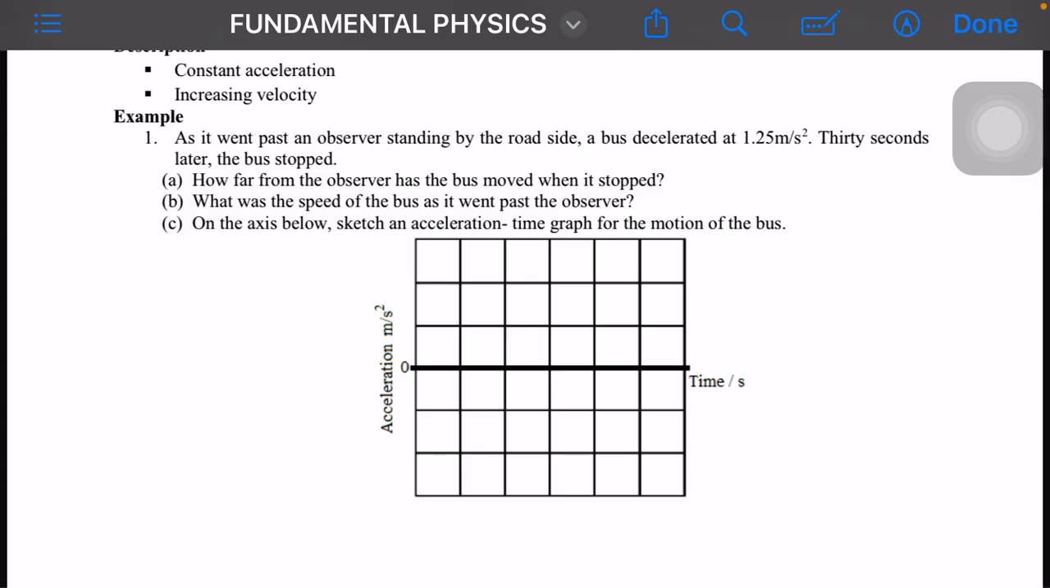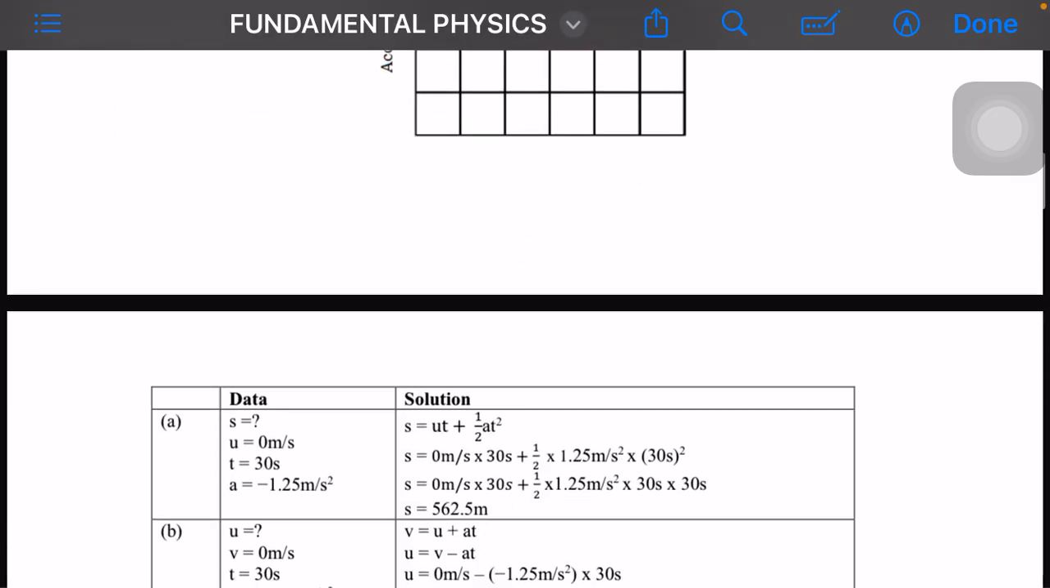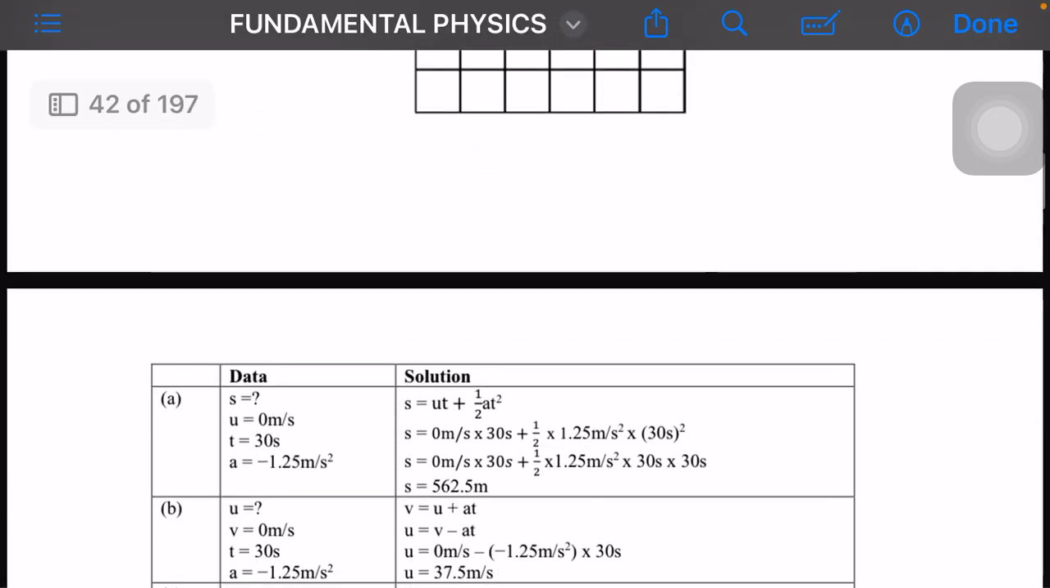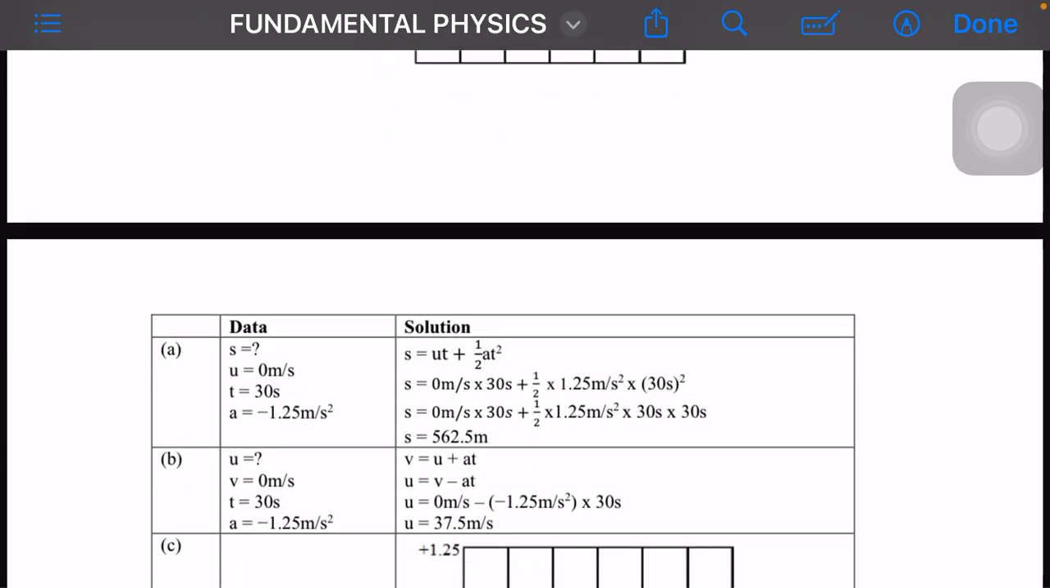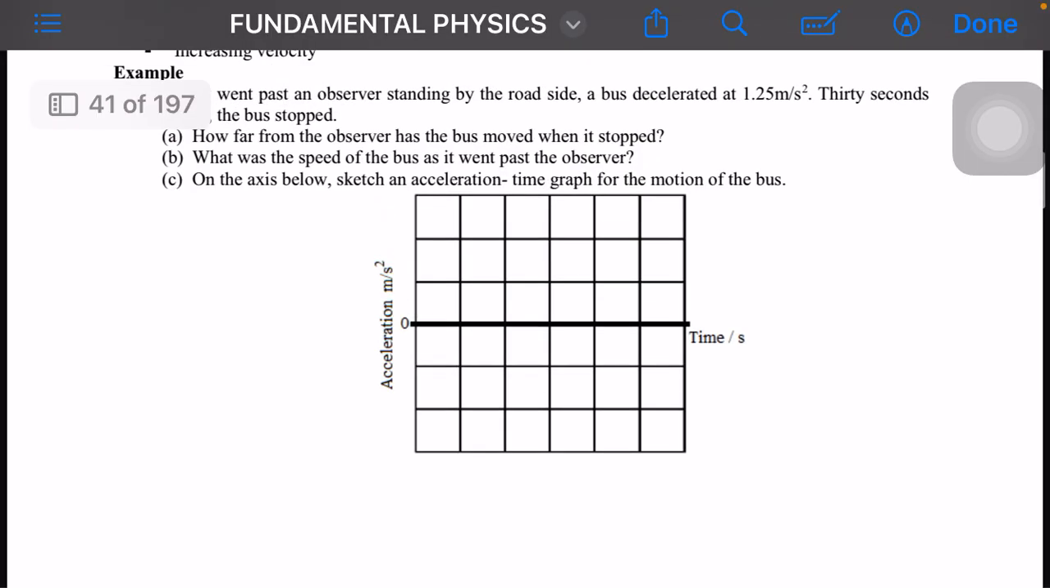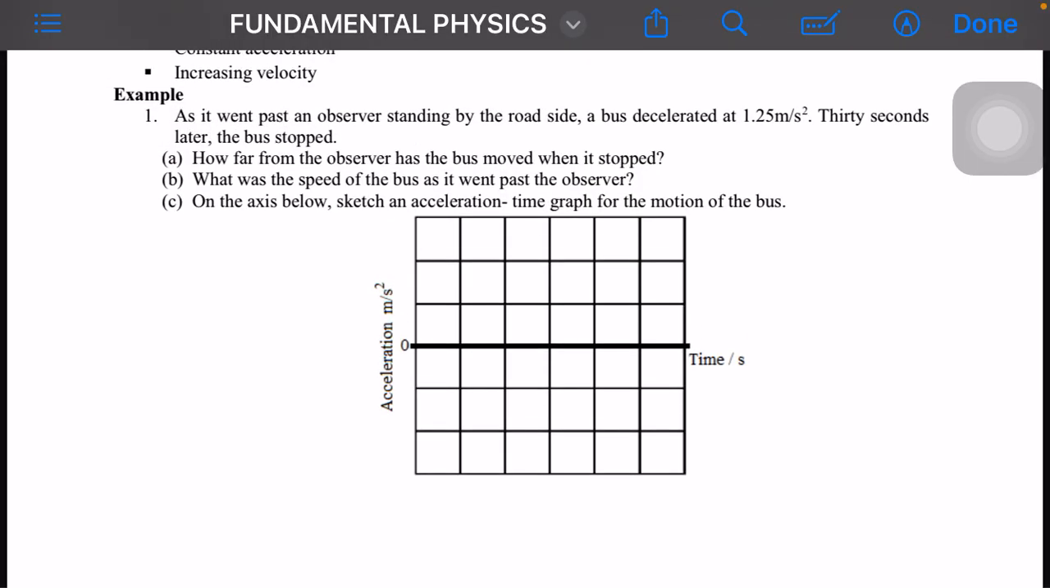this example here. As it went past an observer standing by the roadside, a bus decelerated at 1.25 meters per second squared. 30 seconds later, the bus stopped. How far from the observer has the bus moved when it stopped? What was the speed of the bus as it went past the observer? Same thing applies, linear motion equations. Just collect the data. After collecting the data, you simply choose one of the equations of linear motion.